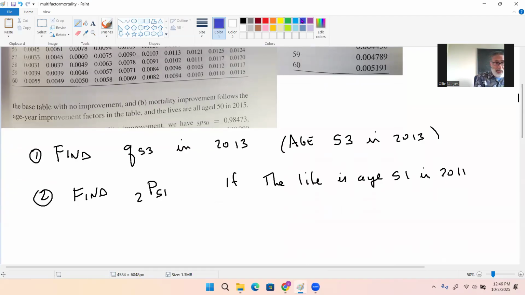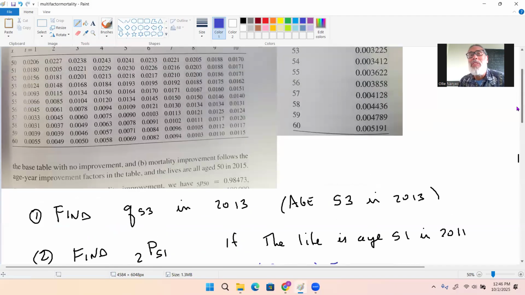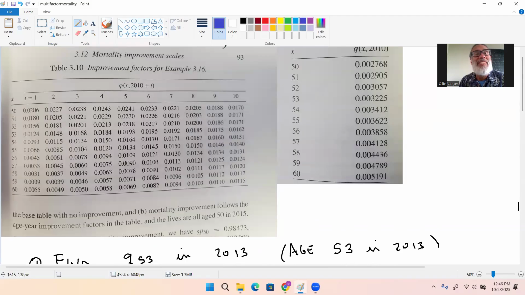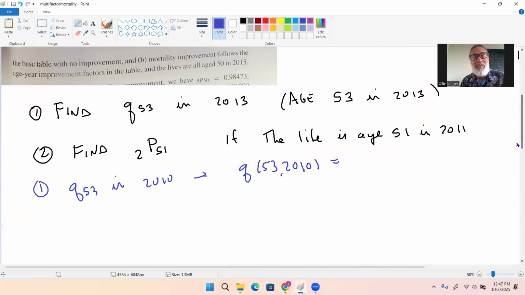For problem one, we know that mortality at 53 in 2010, which I'm going to label Q53 2010, can be found on the given table. So 53 at time 2010 is 0.003225. And that's just the table.